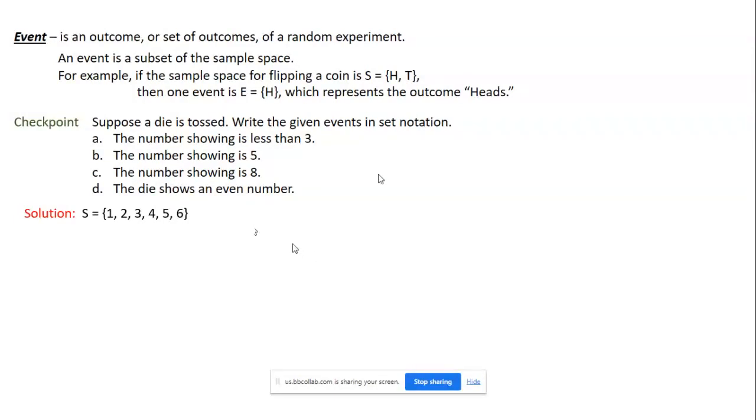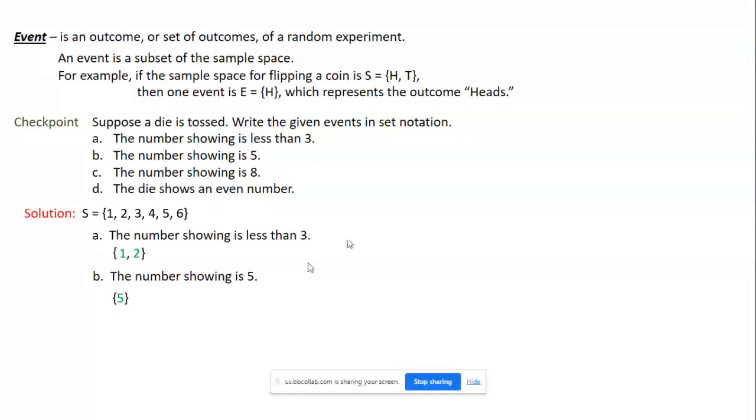So this is our solution. The number showing that is less than 3, in set notation, we have 1, we can get 2, and that's it. Those are the only two numbers that we can get that are less than 3. These are my outcomes. How about B? The number showing is 5. Well, there's only one number that is 5, so the only subset that I can get by doing this experiment is that number 5.